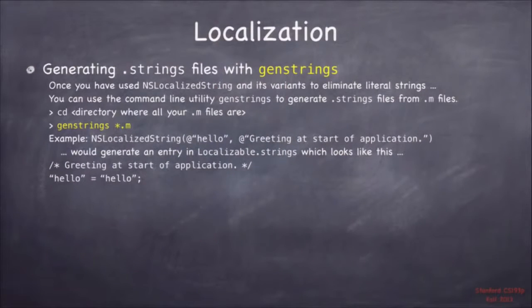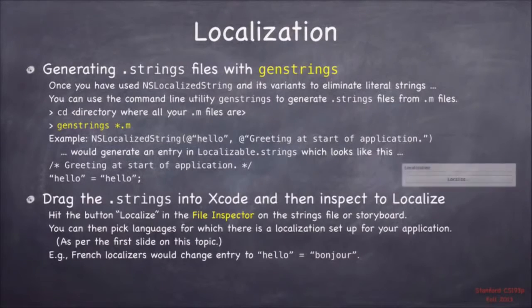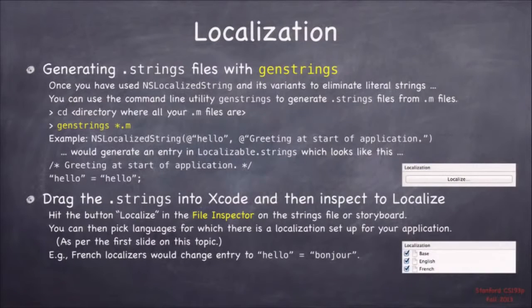For example, we had that NSLocalizedString(@"hello", greeting at start of application). That would get turned into two lines in a strings file: the comment, greeting at start of application, and then "hello" = "hello". And the French person would come along and change it to "hello" = "bonjour". Now, when you run genstrings and get .strings files generated, you might get multiple of them, because one of the macros is NSLocalizedStringFromTable, so you might specify a table name, and it might make multiple .strings files for you. You just take those .strings files, drag them into your Xcode project, and then inspect them with the file inspector. When you do, you're going to see this button, the top button.